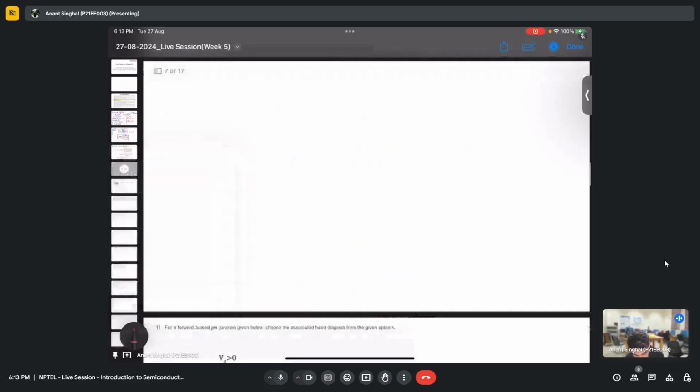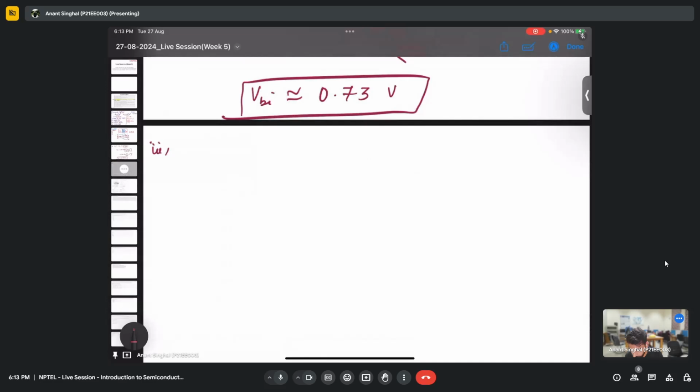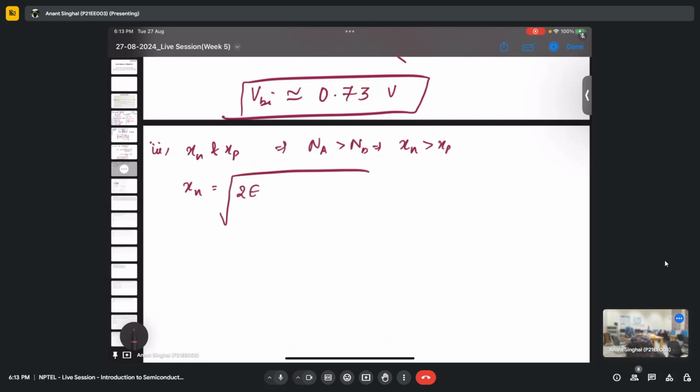Then we are going towards the next part, which is finding Xn and Xp. We have already seen that Nd is greater than Na in this question, so Xn will be greater than Xp. Let's calculate the Xn first. I hope you already know the formula now. This is 2 epsilon s VBI by q, and for Xn we have Na by Nd, 1 by Na plus Nd.